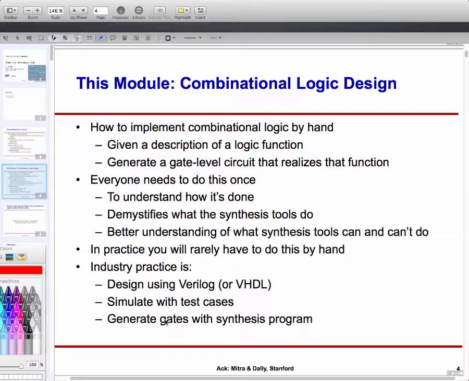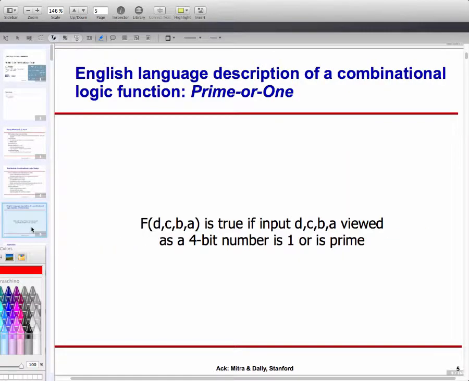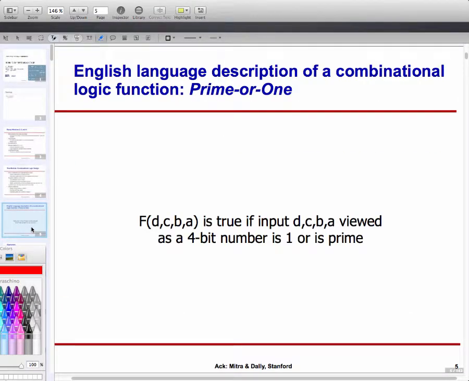So in this module, our goal is to look at how to design these things. So let's start with an example. Usually your starting point is going to be some sort of high-level description of what your combinational logic system should do. So for example, let's say we want to design a function which we will call prime or 1. What it says is that the output should be high if the input is either the decimal number 1, or it is a prime number.